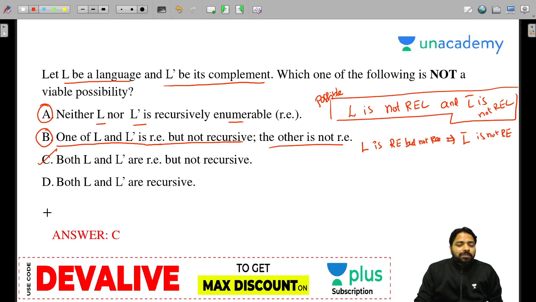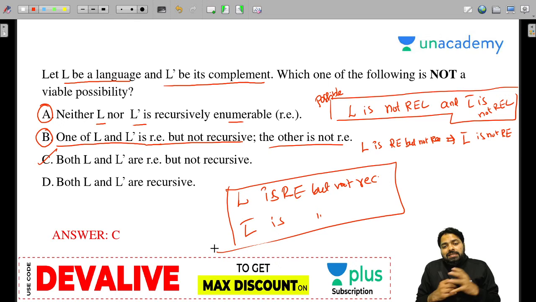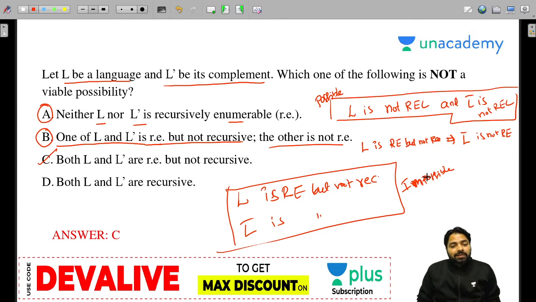Yeah, this is possible? See, both L and L complement RE but not recursive. Guys, it is impossible. L is RE but not recursive and L complement is also the same. Both can never be in the same class, guys. If L is RE but not recursive, L complement is definitely outside. Remember that. Both L and L complement can never be inside the RE but not recursive class. That is impossible. They want the not-possible one only. Okay, we have chosen it.